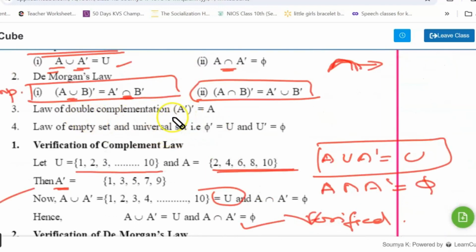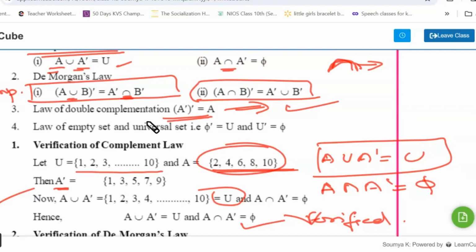Next law is double complement. That is, the complement of a complement will give you A. This can be done easily. If you take this A, again with the same set, you have the set of all the numbers from 1 to 10, and here you have only even numbers. So the complement of A will give you the odd numbers. Again doing the complement of the odd numbers will give you the even numbers. So that can be easily verified. Then comes the law of empty set and universal set.